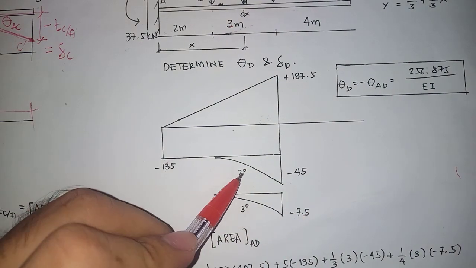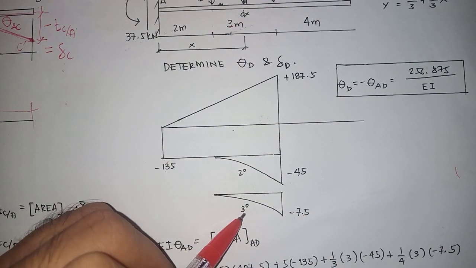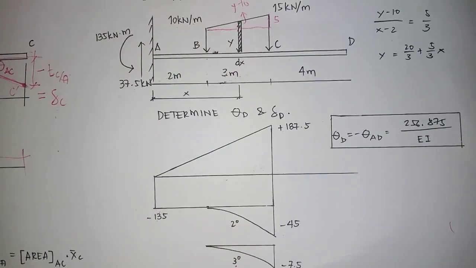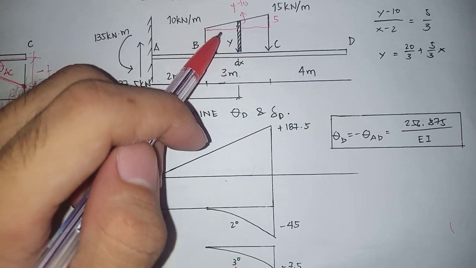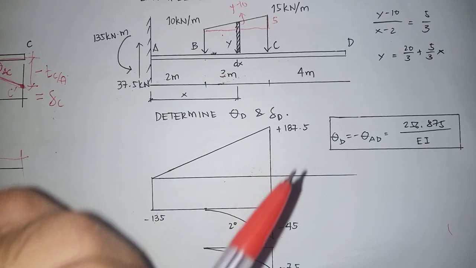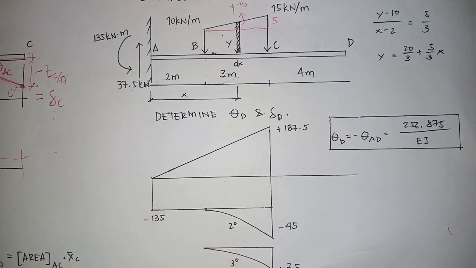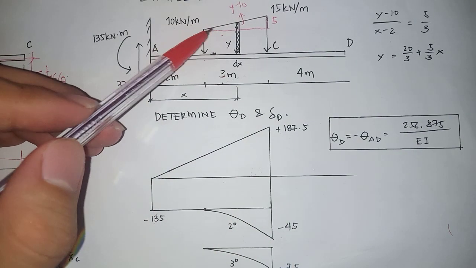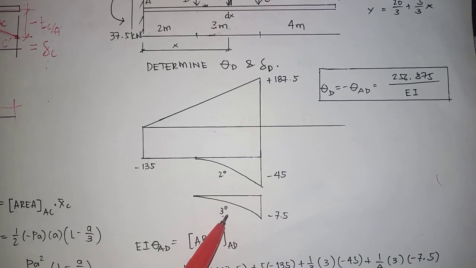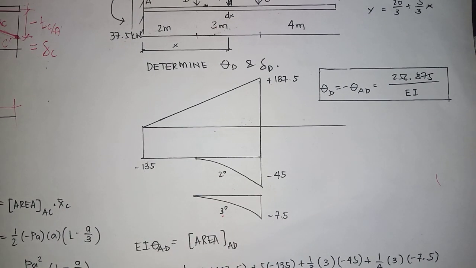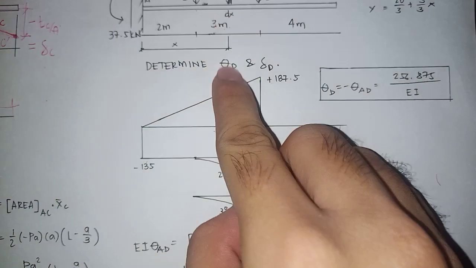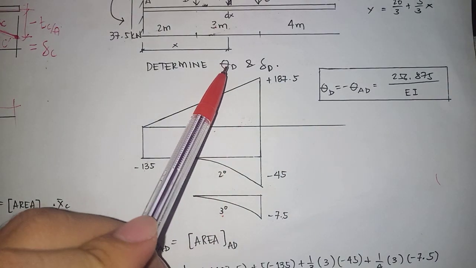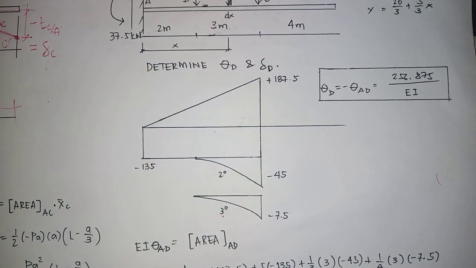Just indicate that this is a second degree curve and this is a third degree curve. Why, sir? Because this is rectangular, so that is 0 degree. The shear diagram is first degree, the moment diagram is second degree. This one is first degree, so plus 2. The curve here is third degree. Okay, what is being asked is theta D and delta D, assuming EI is constant.